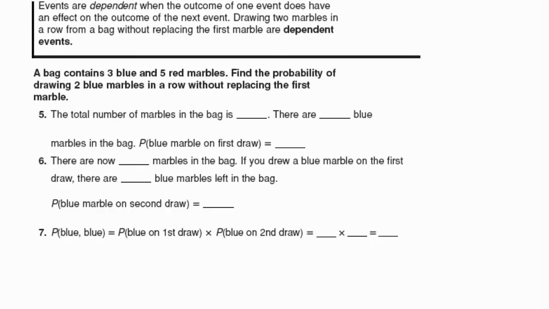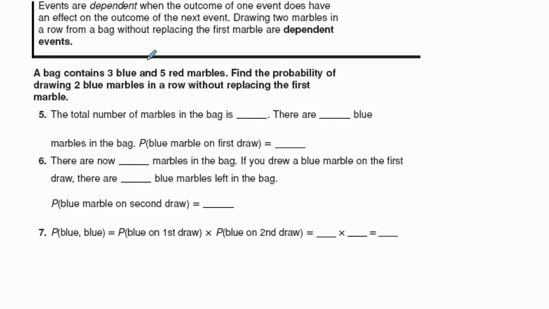All right. Events are dependent when the outcome of one event does have an effect on the outcome of the next event. Drawing 2 marbles in a row from a bag without replacing the first marble are dependent events. All right, so let's take a look at one of these problems. A bag contains 3 blue marbles and 5 red marbles. Find the probability of drawing 2 blue marbles in a row without replacing the first marble.